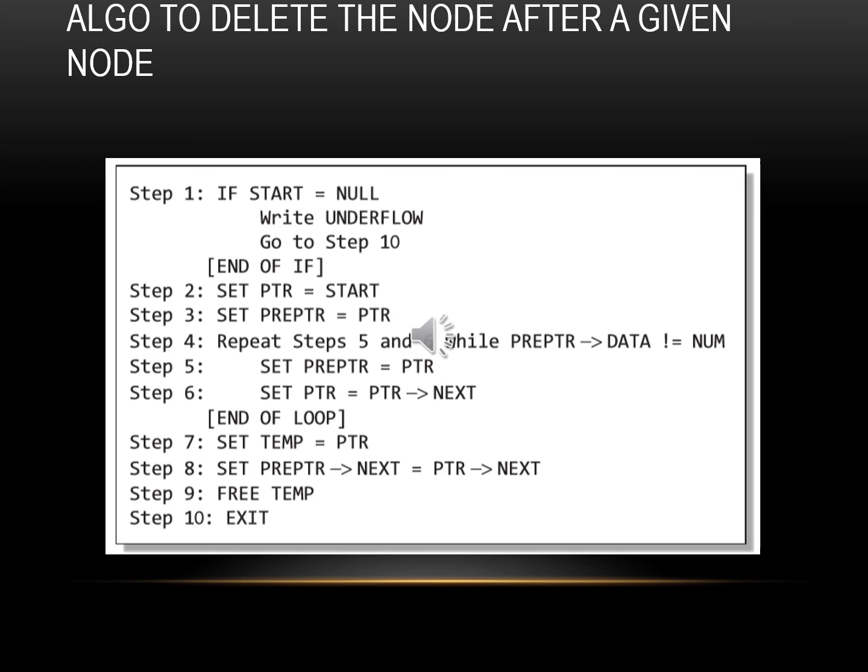So set pre-pointer equal to pointer, and pointer equal to pointer next, moving the pointer and pre-pointer. Next, an extra variable temp is used, and it is set to pointer. And now we have to join the two nodes on either side of the node to be deleted. So the next part of pre-pointer will now contain the next part of the pointer, and we free the temp. Though we could also free the pointer, it is not required because the pointer is the node that we want to delete. Okay, so that's all about singly linked list.